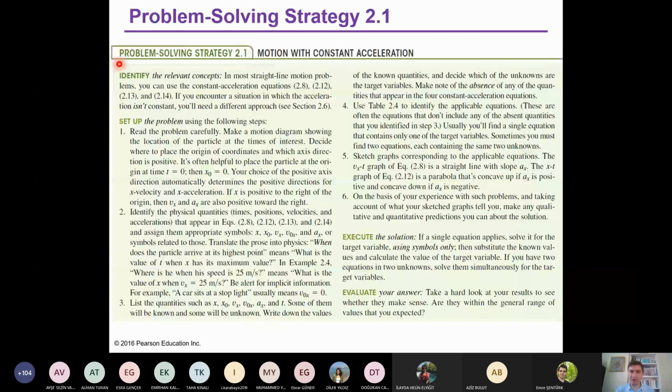So here there are many steps, many important points. If you are dealing with motion with constant acceleration, if you have a question related to constant acceleration, this explains how to solve this type of question. Please carefully read this problem solving strategies. It will be very helpful for you in order to solve the problems at the end of the chapter. Okay, now let me give you one example and then I will have a break.